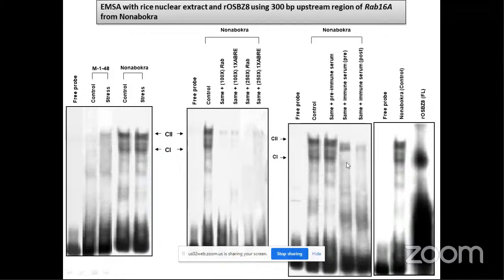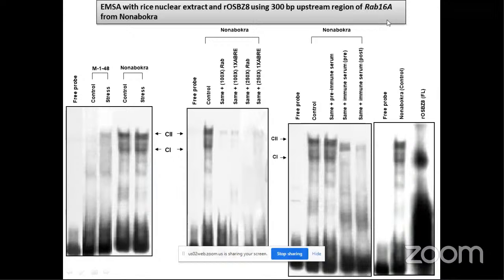Now what we did to further check whether OSBZ8 is involved here was use an antibody against OSBZ8 in the EMSA experiment. You can see the complex formation is abolished, which means that something is happening. This complex is not there, because if you apply the post-immune sera, the complex is not there. But still, we only made a hypothesis that yes, it can be OSBZ8.